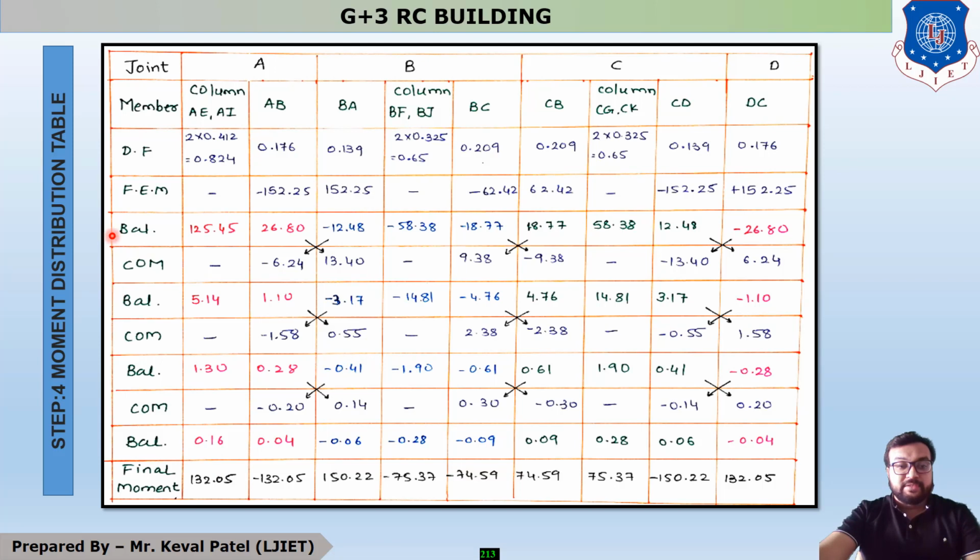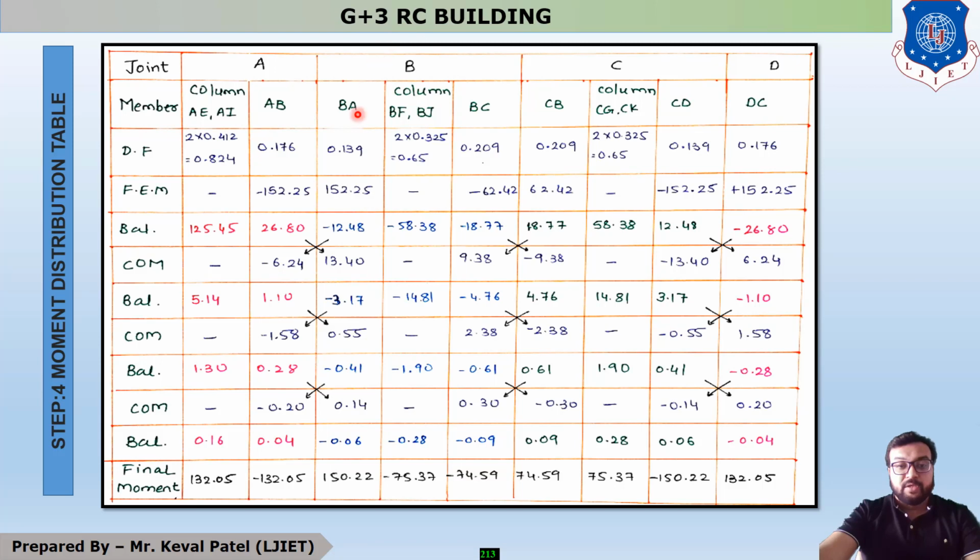After calculating these 3 carryover moments, for balance, you have to take the summation of all these moments. It means you have to take the summation of all these moments from below the DF, it means distribution factor. So you will get your final moment. So you can see that on final moment, your junction A having column 132.05 and your AB is minus 132.05. So you can see that now your moment is balanced and your junction A is also balanced.